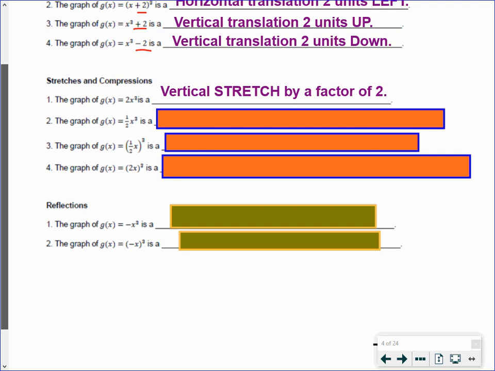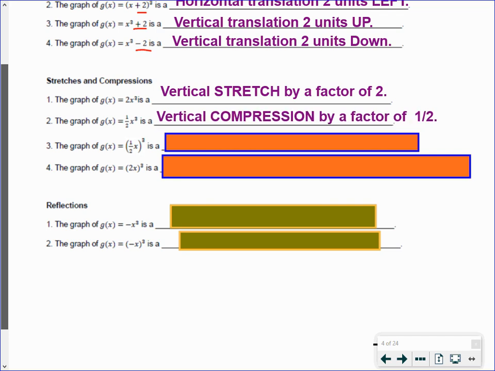The graph of g of x equals 1/2 x cubed. That is a vertical compression. Can't get this thing to open up. There we go. It's a vertical compression by a factor of 1/2. It's not inside of the parentheses, so it's going to be our a value. So it's a vertical compression by a factor of 1/2.